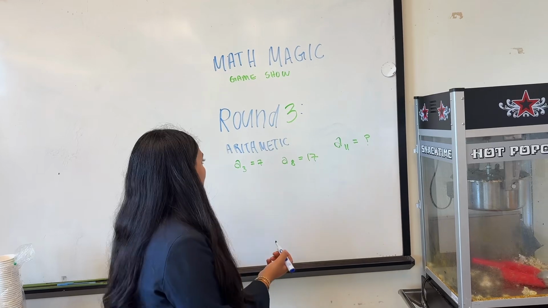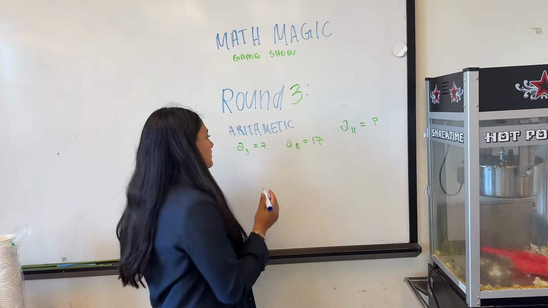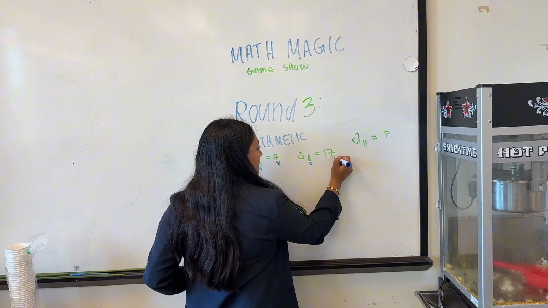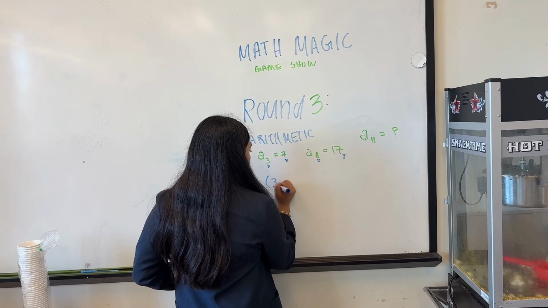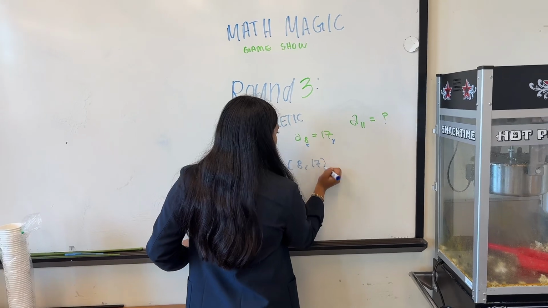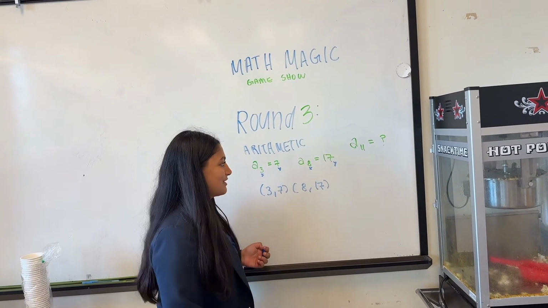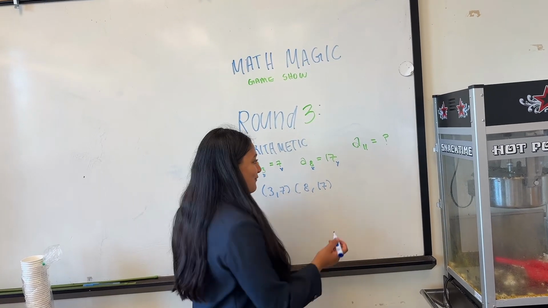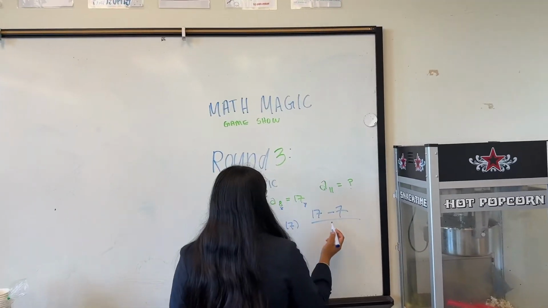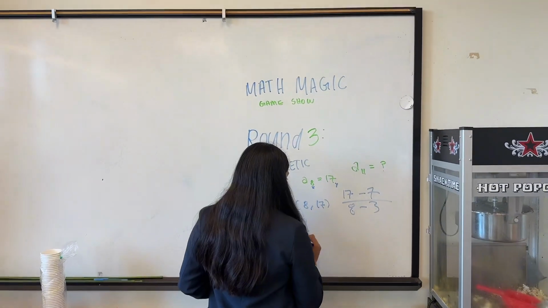So what you're going to start off is by putting this number and this number and this number and this number into 2 points. So 3 would be the x and 7 would be the y. 8 would be x, 17 would be y. So you have (3, 7) and (8, 17). And with these 2 points, you're going to find the slope. And you do that by the slope formula. So you're going to have 17 minus 7 over 8 minus 3, which equals 10 over 5, which equals 2.